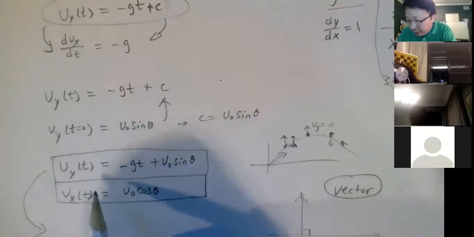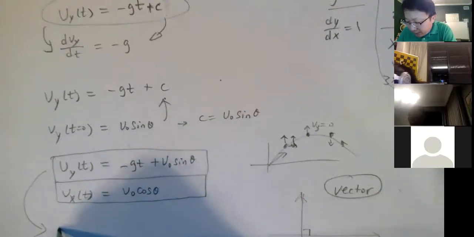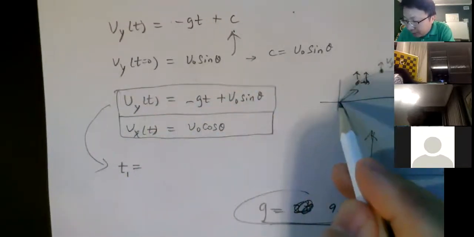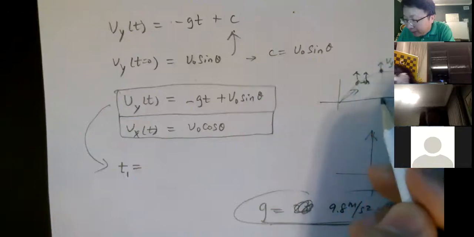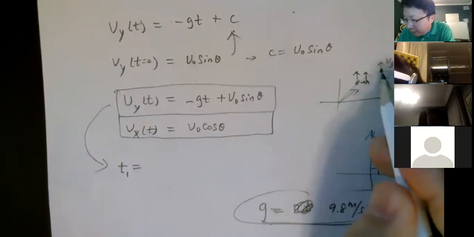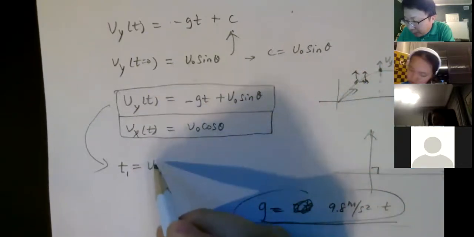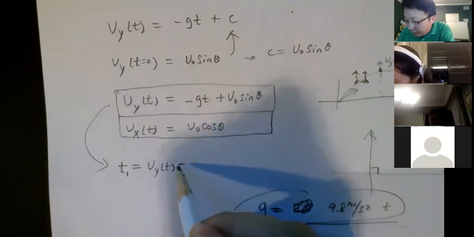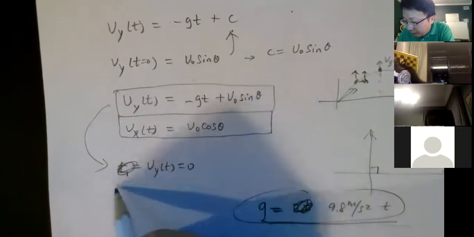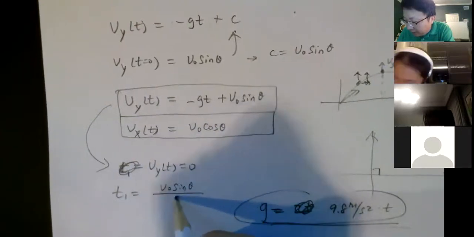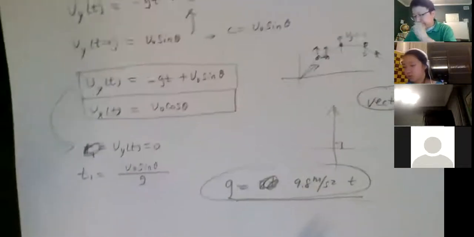So from here, with Vy equal to zero, we can easily get t. T1 is the time of reaching the highest point, basically half of the cycle. The other half is symmetric. So when Vy(t) equals zero, T1 equals what? T1 equals V0 sine theta divided by g, correct? So now we know.